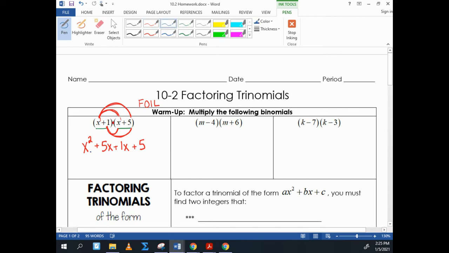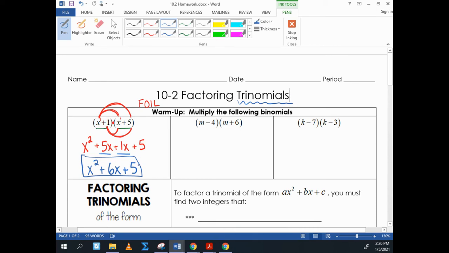But notice right here with our terms, we actually have some like terms. We can add our x's together. We've got 5 x's and somebody gives us another x. So we can actually combine those into 6x right there. There's no other x squared, so that'll just stay x squared. There's no other constant, so that just stays 5. So it used to be that our answer right here was a trinomial. Notice 1, 2, 3. Okay, that's what we're going to be talking about today, is factoring our trinomials.